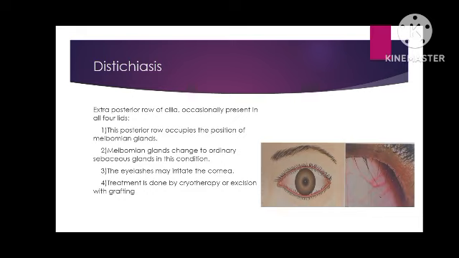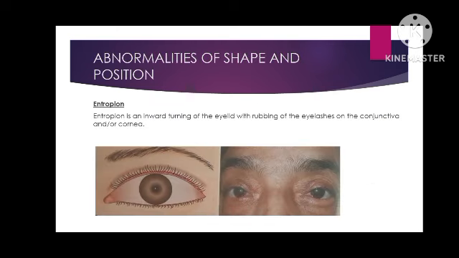In distichiasis, the eyelashes grow in inward directions and can be seen in all four eyelids. The posterior row occupies the position of the meibomian glands, and the meibomian glands can change into ordinary sebaceous glands also. Eyelashes may irritate the cornea also. The treatment is cryotherapy.